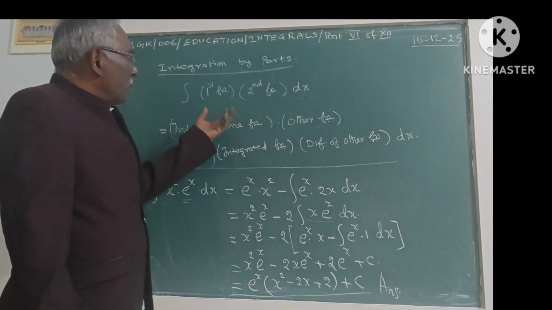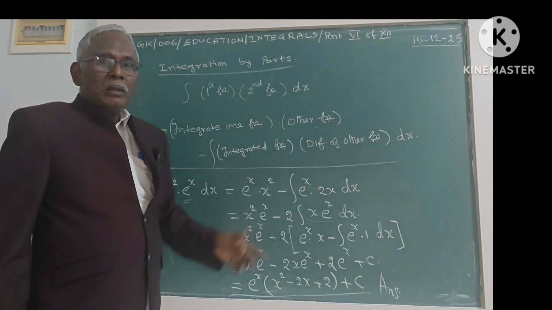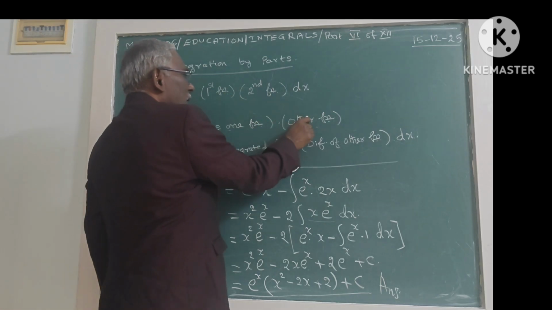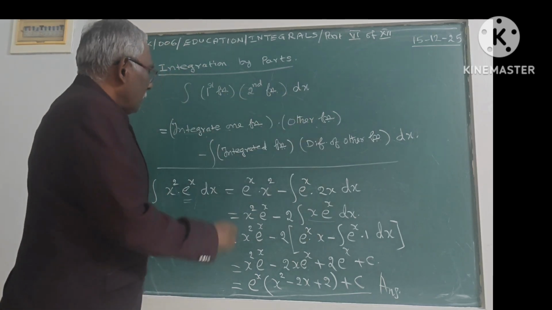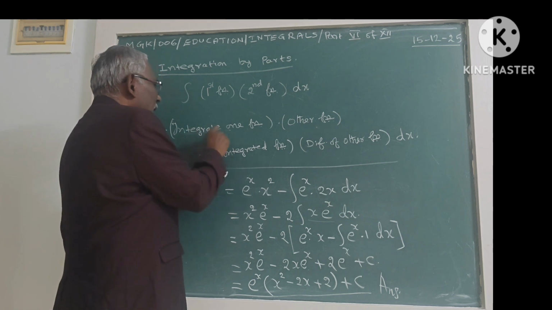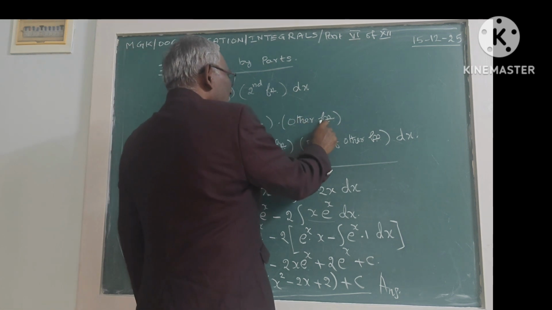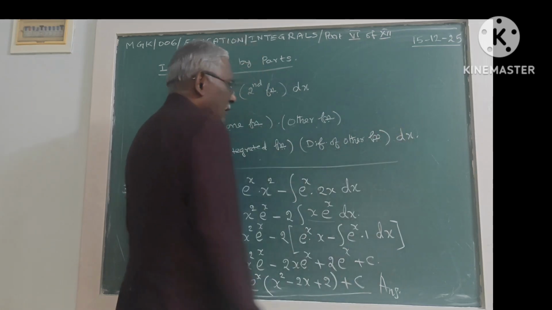Okay, in integration by parts, out of these two we have to select one function and integrate it into the other function. We have to write it as it is, minus the integral of the integrated function. What are the values? The same thing you have to write here. You have to differentiate the other function and write here into dx.